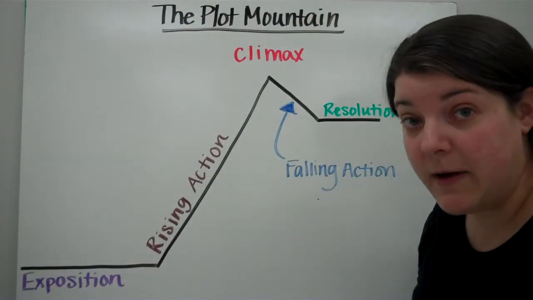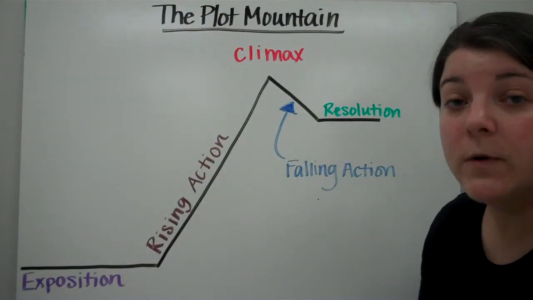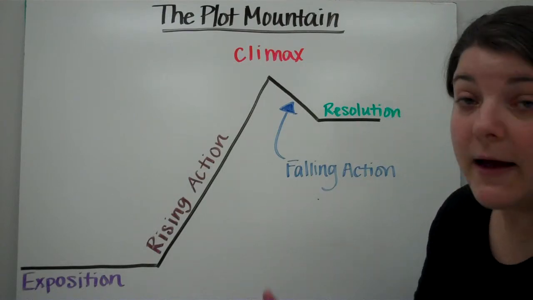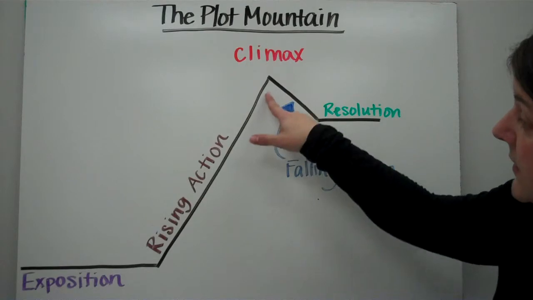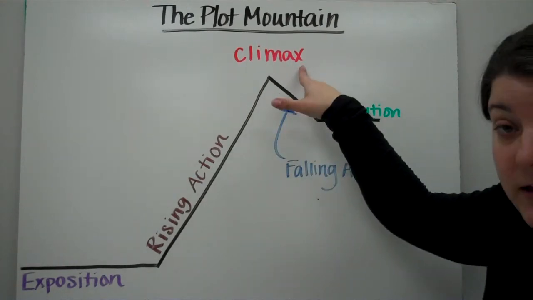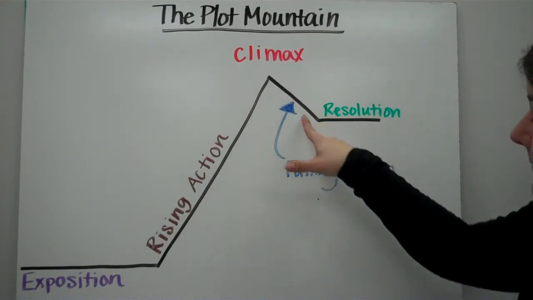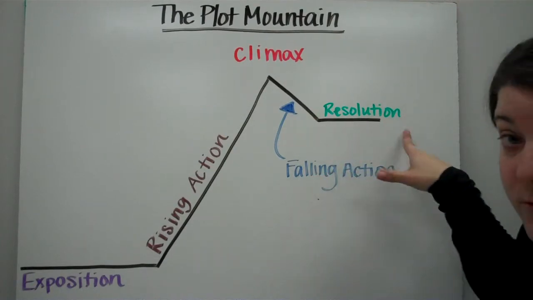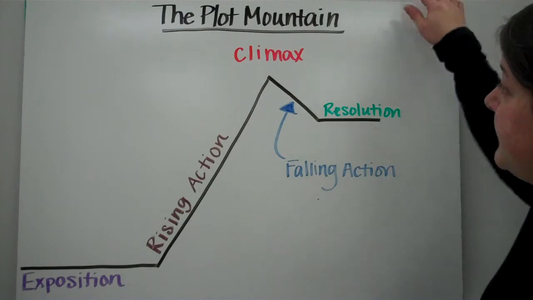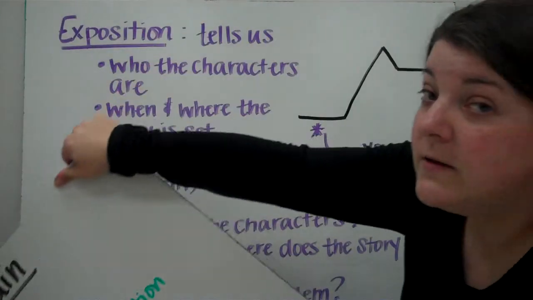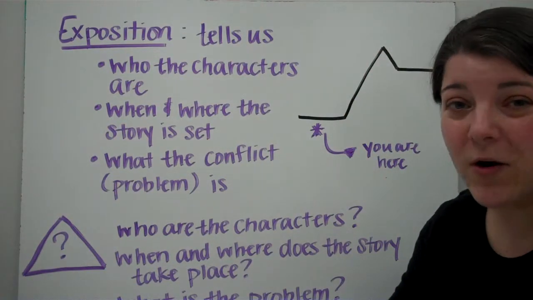One of the things that you may remember from middle school would be the plot mountain. The plot mountain works like this. There's the exposition of the story, the rising action, the climax, then the falling action, and the resolution. These are all of the components of plot. Well, you say, okay, what are those things?